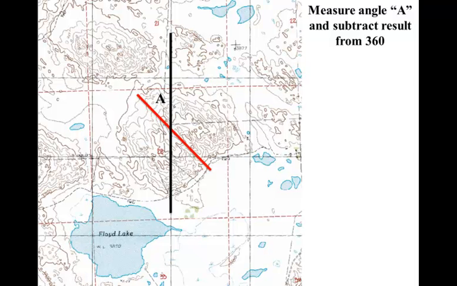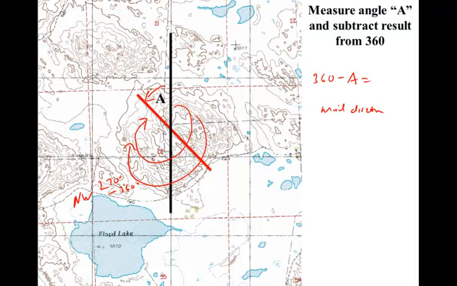To measure this angle, we have two choices. We can go all the way around the circle to get an answer that's between 270 and 360, in other words, in the northwest quadrant. Or we can measure the smaller angle, A, and subtract the result from 360. In other words, 360 minus A gives us the wind direction, the angle that we want, without having to measure nearly all the way around the circle. So that's what we'll do.